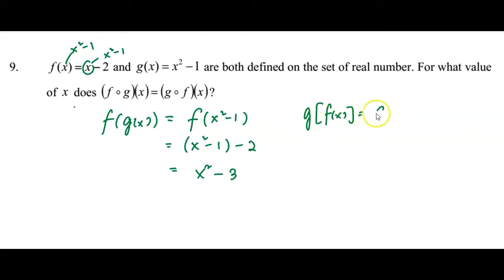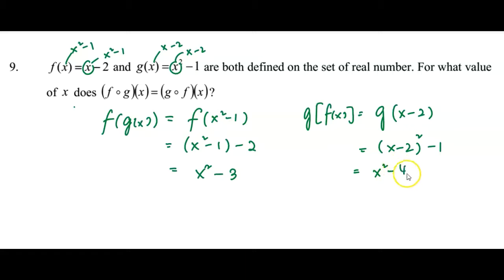I will put the f(x) as a x minus 2. So here you need to find g(x) minus 2, meaning this x will be replaced by x minus 2, the same as this x. So we will get (x minus 2) squared minus 1. Then you expand it, you have x squared minus 4x plus 4 minus 1. Simplified, you got x squared minus 4x plus 3.